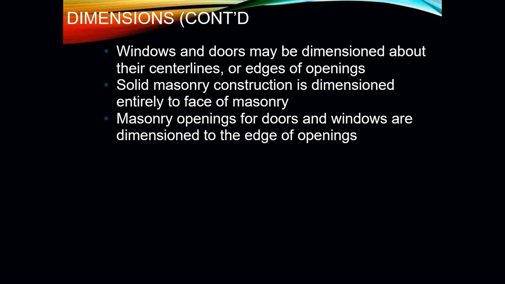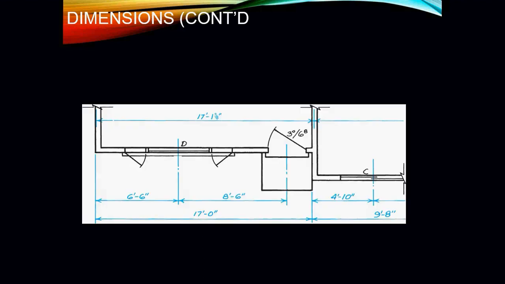Masonry openings and doors and windows are dimensioned to the edge of openings. So as you can see here, here's an example of what we're talking about. This is where we get all of our dimensions. Between the outside wall and pretty much the center between our two windows, we're going to be measuring 6 feet 6 inches. And then from the center of the door to the center of these two windows is going to measure 8 feet 6 inches.